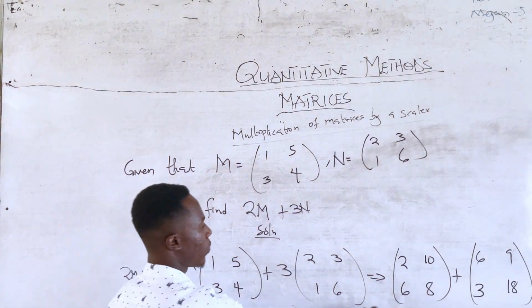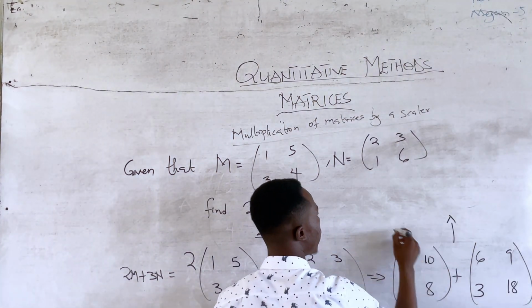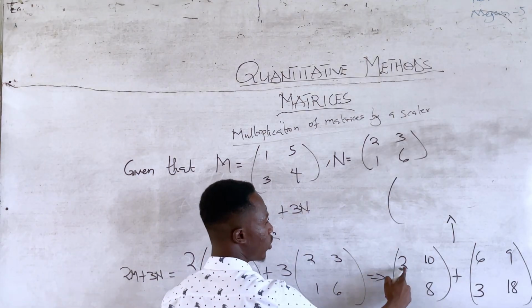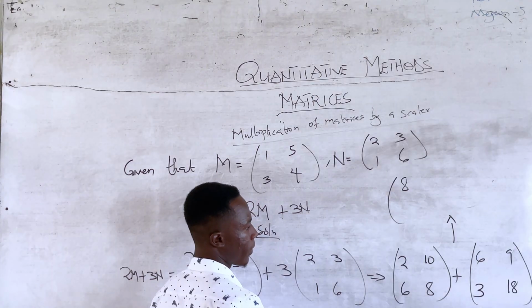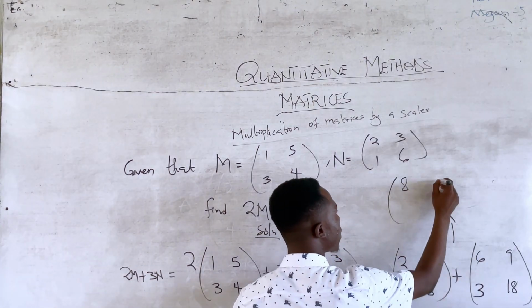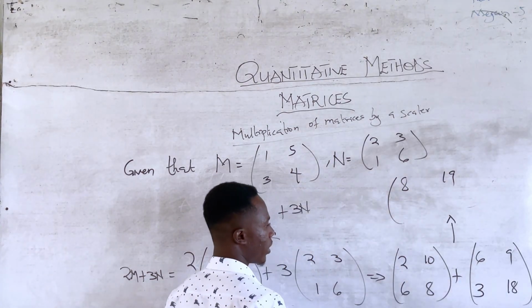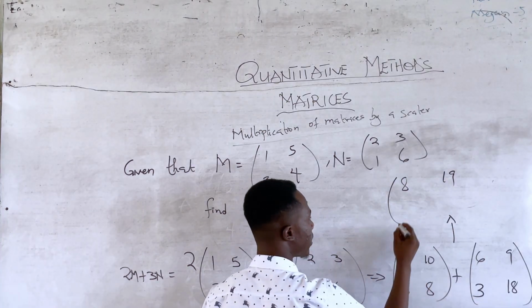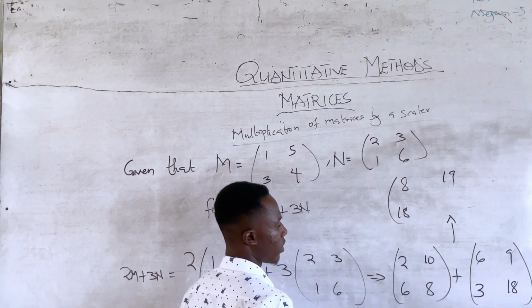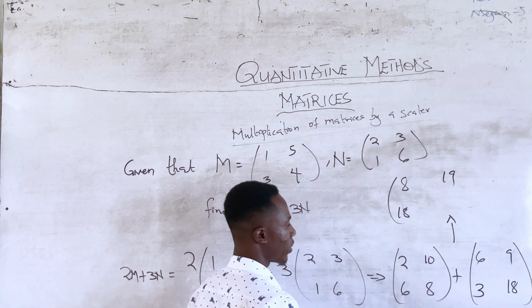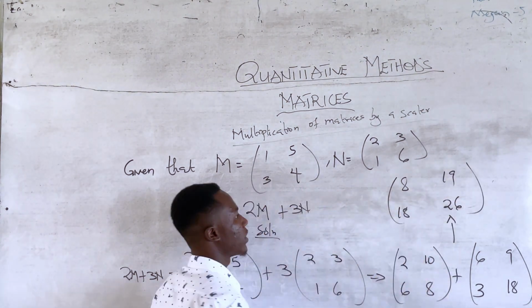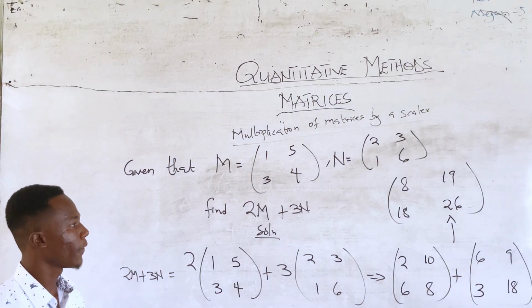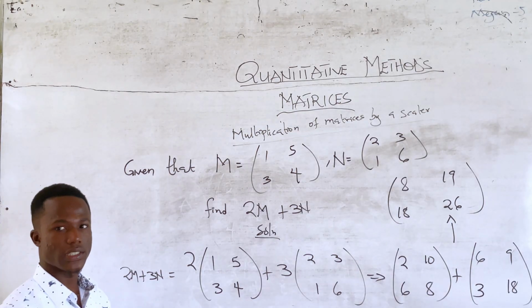So now our final answer: 2 plus 6 is 8, we have 8 here. 10 plus 9 is 19. 6 plus 3 is 9, and 8 plus 18 is 26. So this is the final answer.